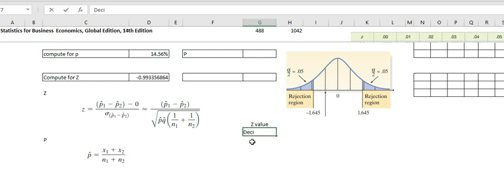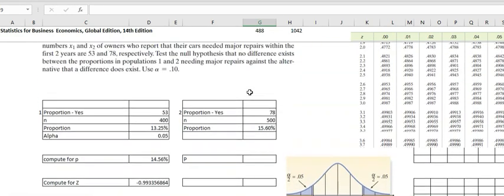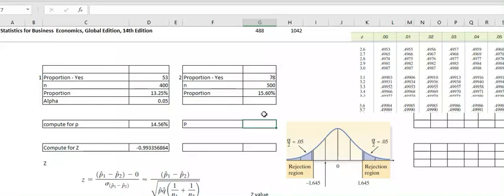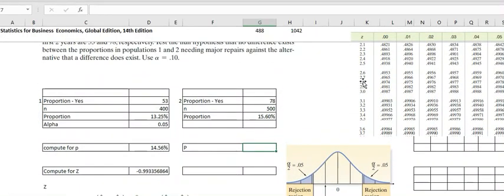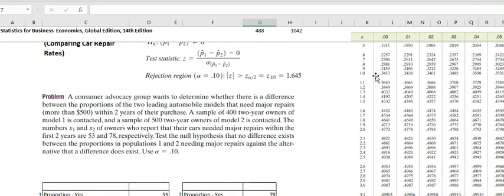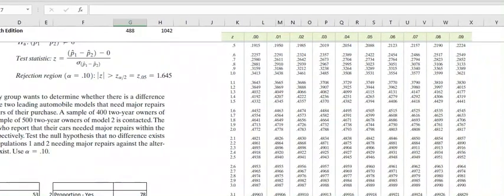Also, we get the p-value for z. We have here the z at 0.99, so it will be somewhere here. You just have to round it up. At an alpha level of 0.05, you just have to use 0.3289 for 0.99.